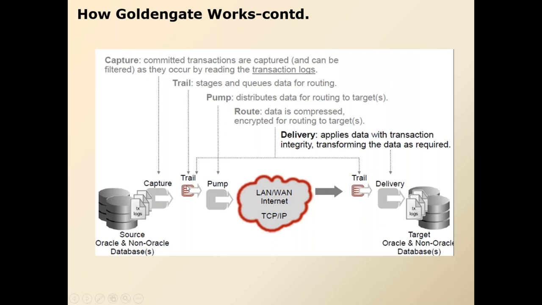So the thing is, the pump process doesn't transfer the trail file from source to target. It reads the data from the local trail and sends the data over TCP/IP network and writes it to the remote trail on the target database. Okay, so this is why GoldenGate is real time. It doesn't send the trail file, it sends the data which is there in the trail file from source to target.